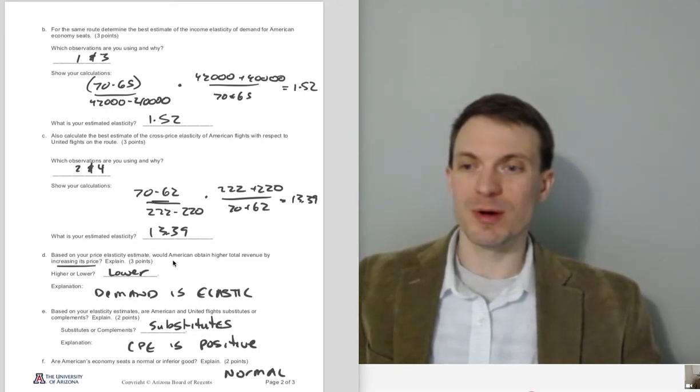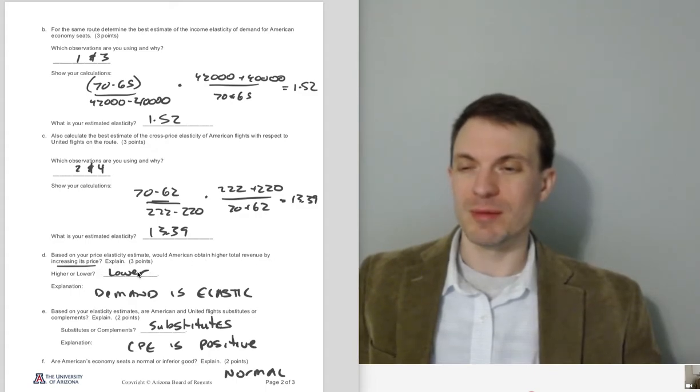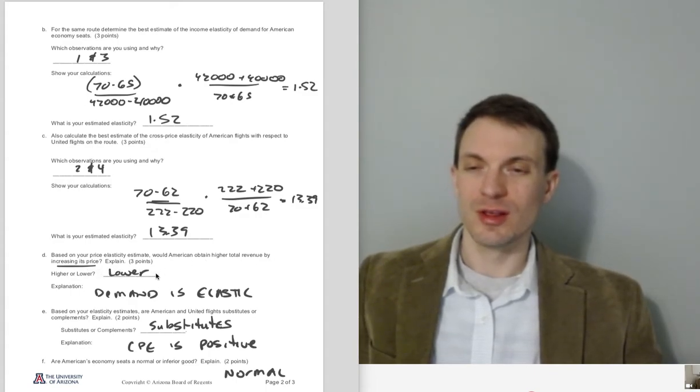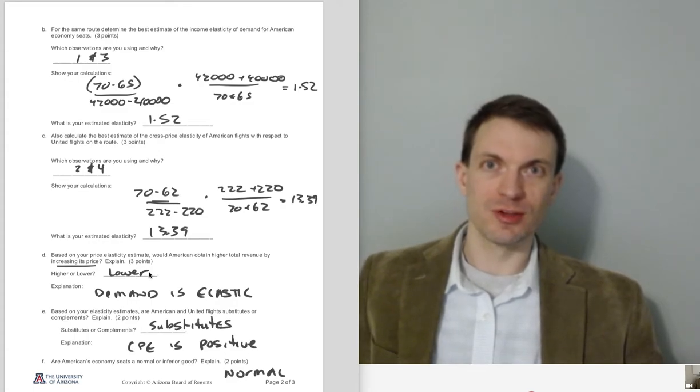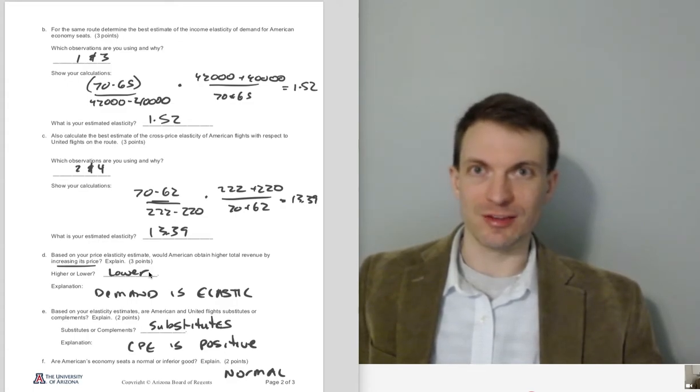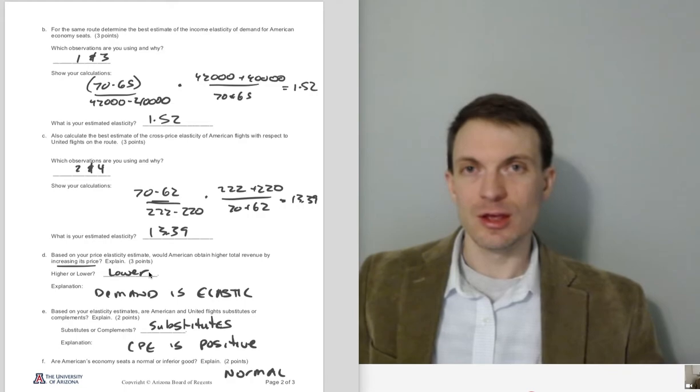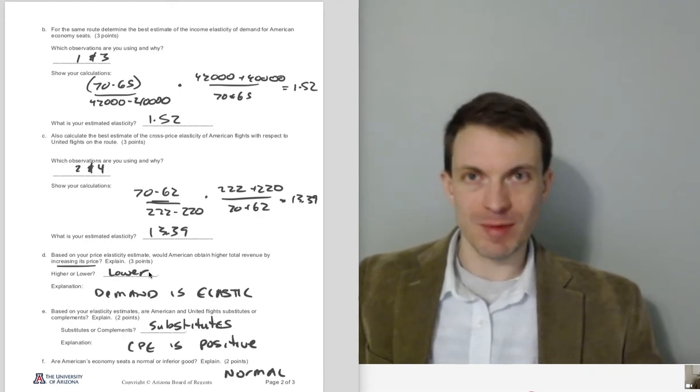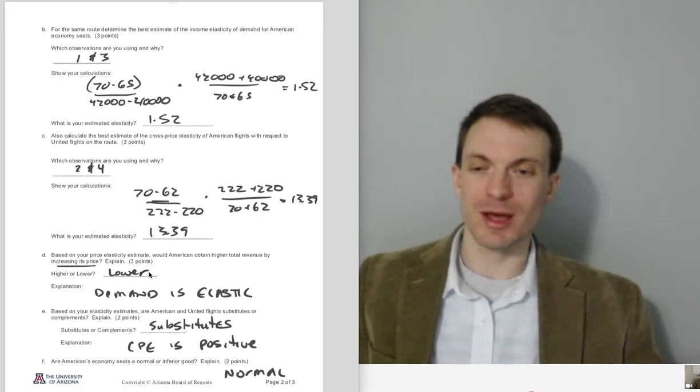Right, so based on your price elasticity estimate, would American obtain a higher total revenue by increasing its price, higher or lower? No, it'd be lower. Why? Because demand is really responsive, really elastic. If demand is elastic, you raise revenue by lowering price. If demand is inelastic, you raise revenue by increasing price.